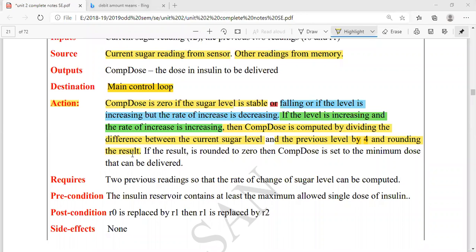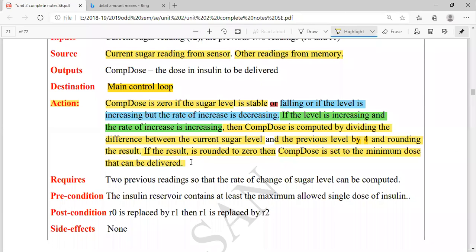All right. So if the result is rounded to 0, it means after calculating all these things, if you see the result is 0, then the dose which is given is the minimum dose to the patient. So minimum dose is one dose.